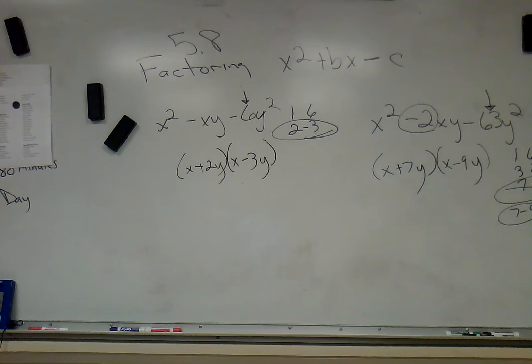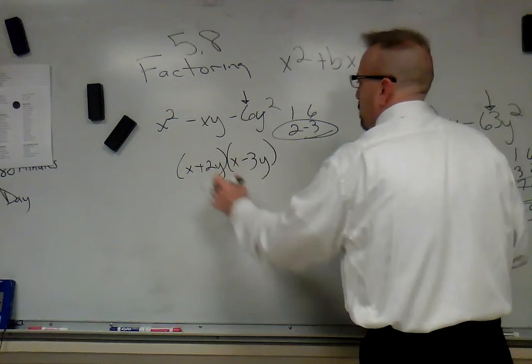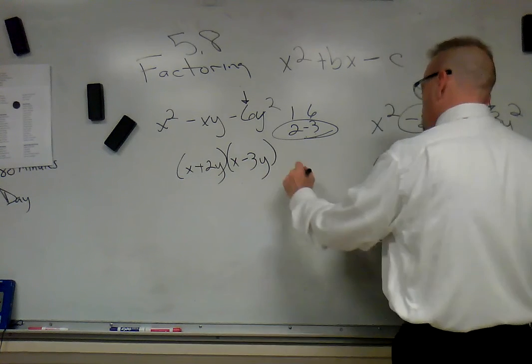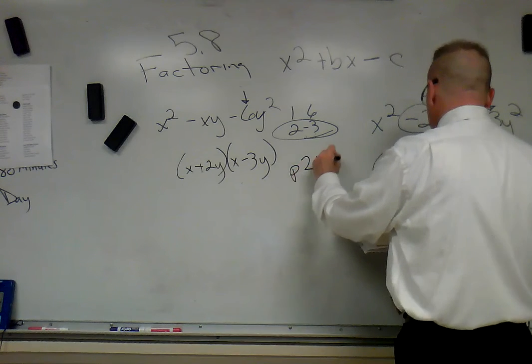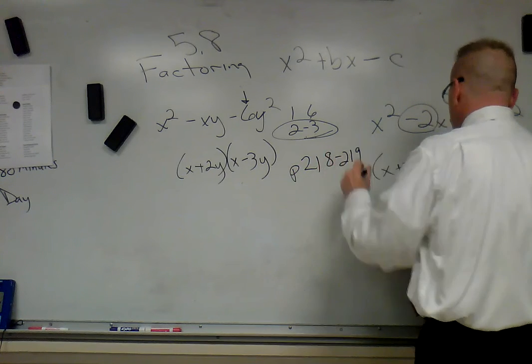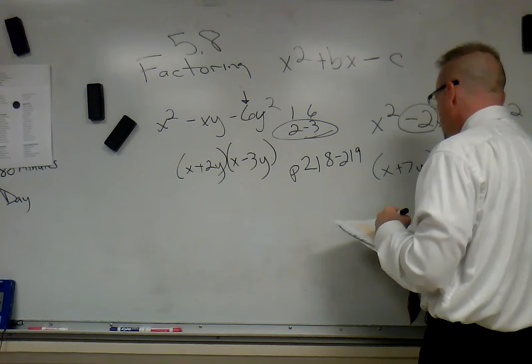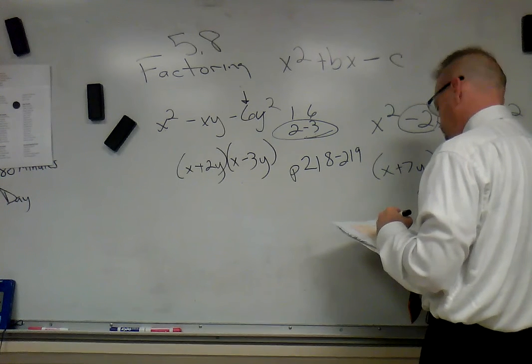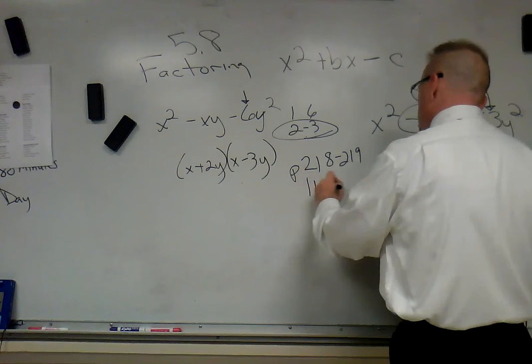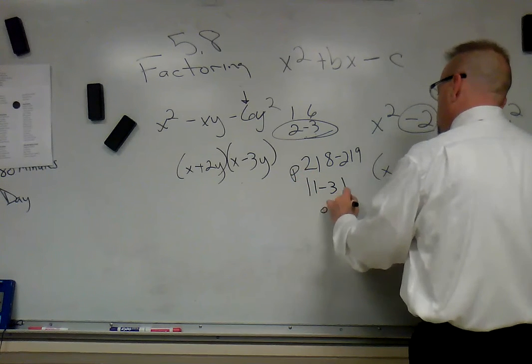Thank you. Make sure your negatives decide whether these are plus or minus. So on 218 to 19, let's do 11 to 31 odd.